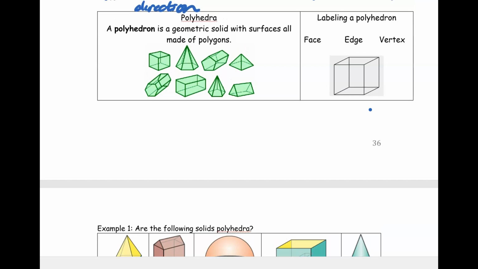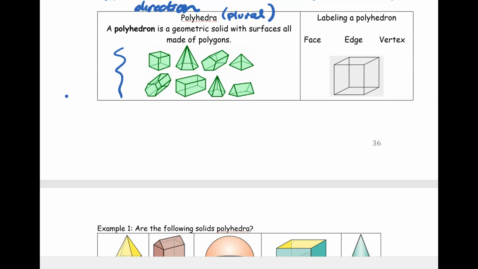So let's talk about the group of shapes that make up those 3D shapes that I was talking about at the beginning. Polyhedra, that's the name of the group of solid surfaces or 3D shapes where every surface is made of a polygon. Polyhedra is plural, so all of these shapes here are polyhedra. Polyhedron, that's singular. It's a geometric solid, so that just means a 3D shape where all surfaces are made of polygons. Notice all the sides and the bottom are made of polygons.